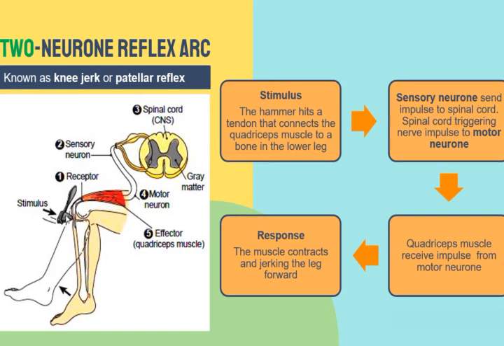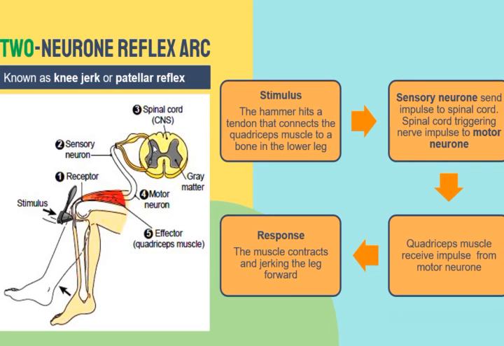So let's take a look at this one. This is referred to as the stimulus: the hammer hits the tendon here. Then the receptor here will generate the nerve impulse, and the sensory neuron here will send the impulse to the spinal cord.